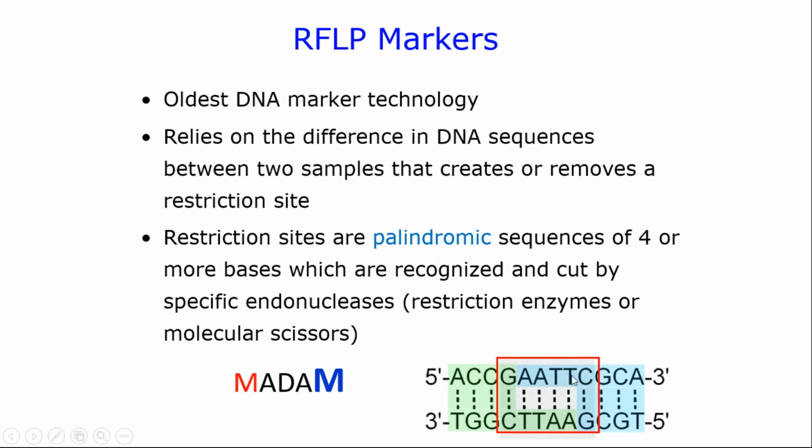So whether you read forward, you see this is GAATTC, and if you read from this side, this is also GAATTC. This type of sequence reads the same in both directions.